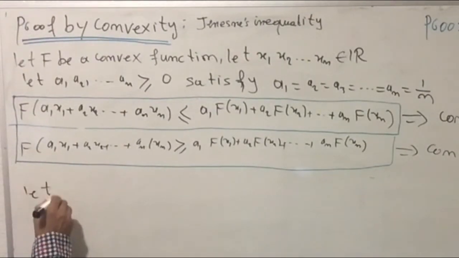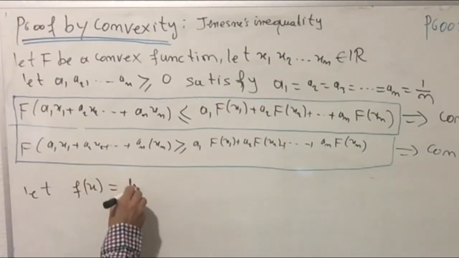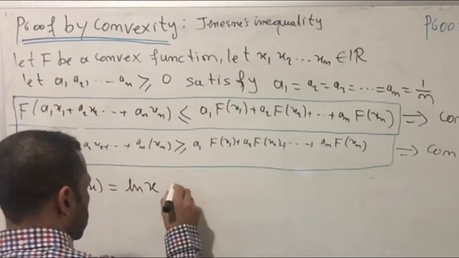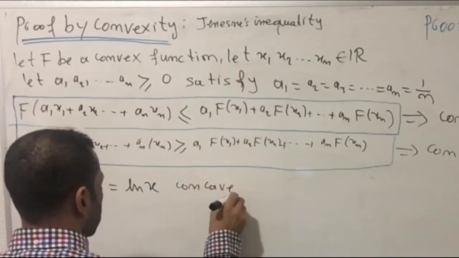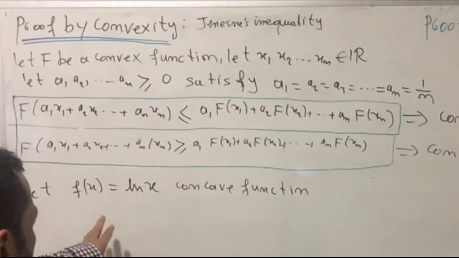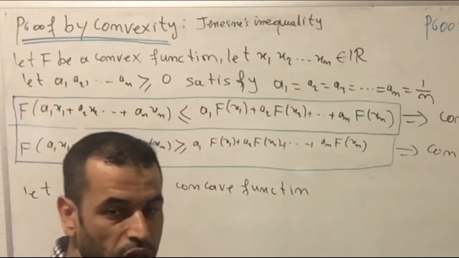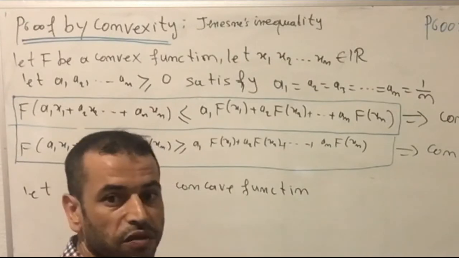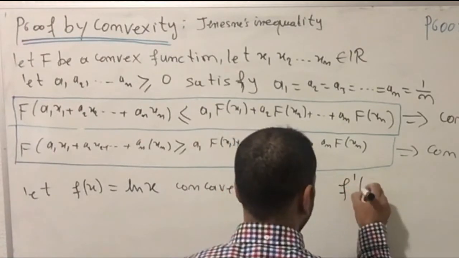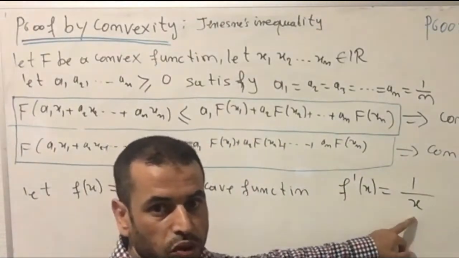Let's pick up a function f of x equal to natural log of x. This is a concave function. What's the condition for the concave function? A concave function has to be monotonically decreasing, and also the second derivative function has to be negative. Let's try this one. f prime of x, the first derivative function, equals 1 over x. As you see here, this function is monotonically decreasing.